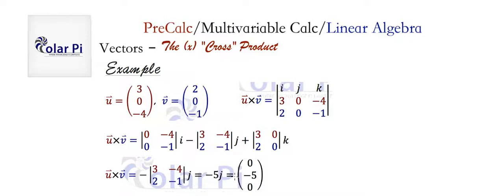Well, how would we check? We know that two vectors are perpendicular if their dot product is equal to 0. So we can take u cross v here, which is this vector, 0, -5, 0, and dot it with u first, and then dot it with v first, and in both cases we expect to get 0. And that's in fact what we get, because u dot u cross v would say 3 times 0, 0, plus 0 times -5, 0, plus -4 times 0, 0, and therefore 0. And since u dot u cross v is 0, we know that u and u cross v are perpendicular, and you can similarly check that v and u cross v are perpendicular.